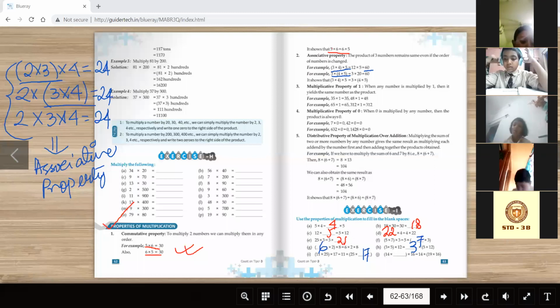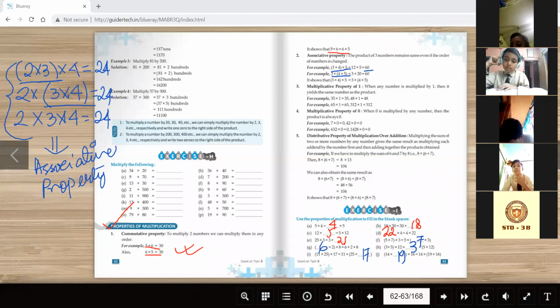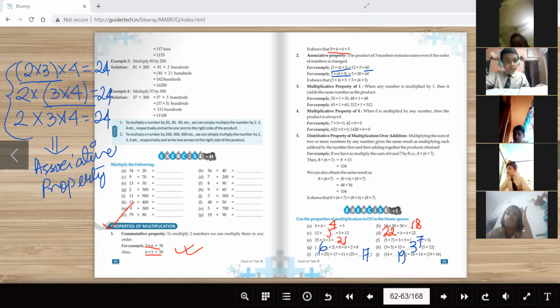And the next sum also, all of you complete. 14 into, here obviously 19 we need to write, because 14 and 16 is there, 14 and 16 is there, and 19 was not there. Okay, complete up to this. Only then we will go to the multiplicative property of 1.